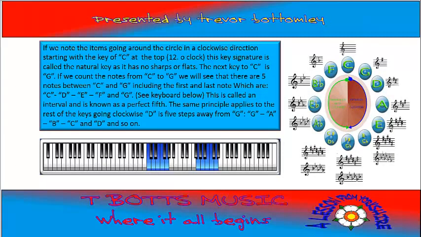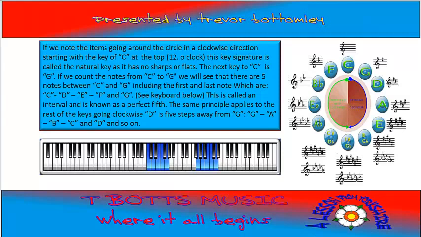If we note the items going around the circle in the clockwise direction, starting with the key of C at the top, this key signature is called a natural key as it has no sharps or flats. The next key to C is G. If we count the notes from C to G, we will see that there are 5 notes between C and G, including the first and last notes, which are C, D, E, F and G.